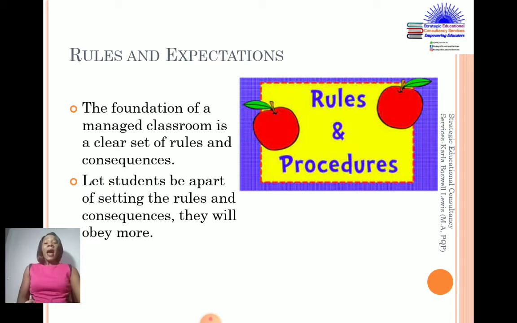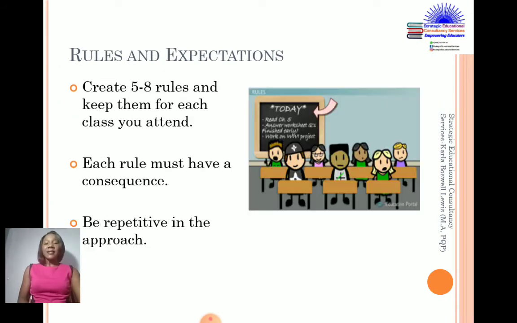And so, as we would have said, in the foundational part of it, when we have set these goals and we have set these expectations, it makes it easy for you to manage as the teacher in the classroom. Now, when we go about setting our rules and our expectations, we need to remember that there is a rule of thumb that oversees such. The rule of thumb is that we create a minimum of 5 to a maximum of 8 rules, and we keep them for each class.